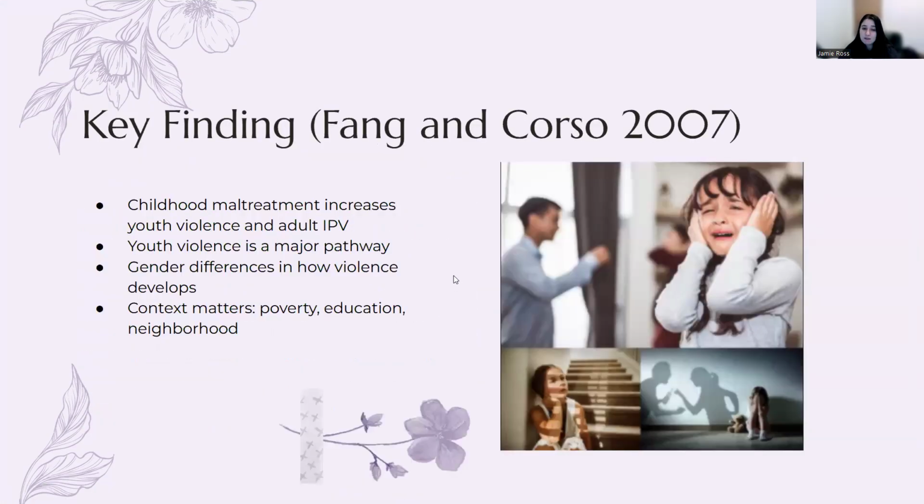So, one of my groupmates' key findings is child maltreatment increases youth violence and adult IPV. The youth violence is a major pathway, and then there are gender differences in how violence develops, and then context matters, such as your poverty levels, your education, and your neighborhoods.